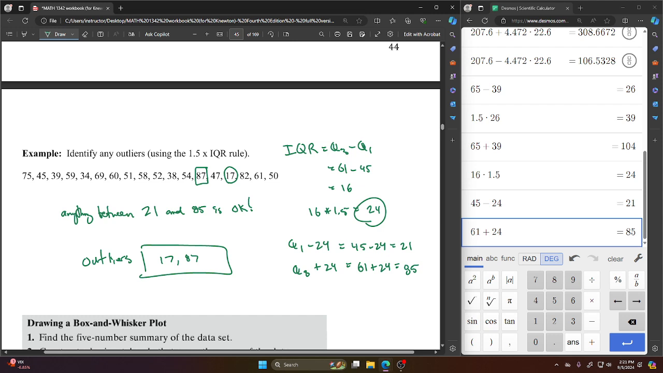Making sense? Making change? Like dollars, cents? Okay.